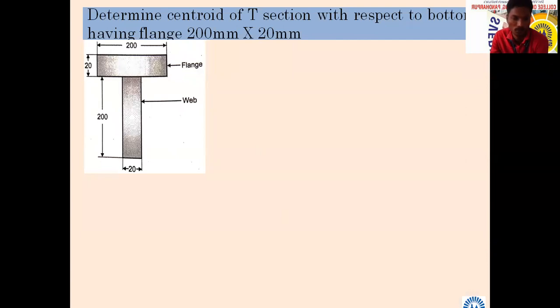Mahesh, roll number 38. Read the problem statement loudly. Determine the centroid of a T section with respect to the bottom, having flange 200 mm and 20 mm.